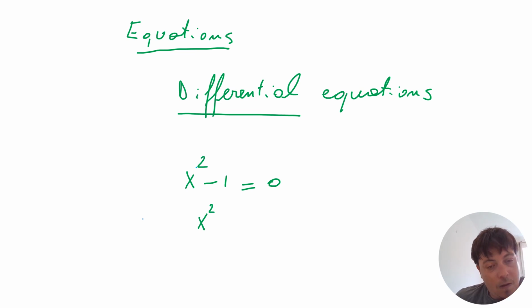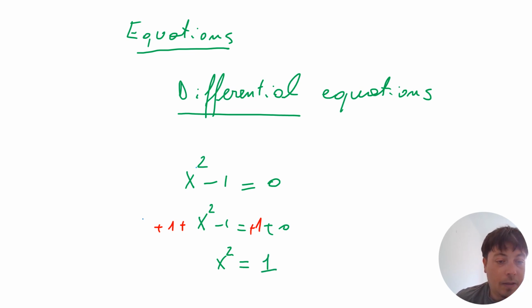Square, we add 1 on the left side, and then we add 1 on the right side. Okay, good. Now we have x squared on the left side and 1 on the right side.